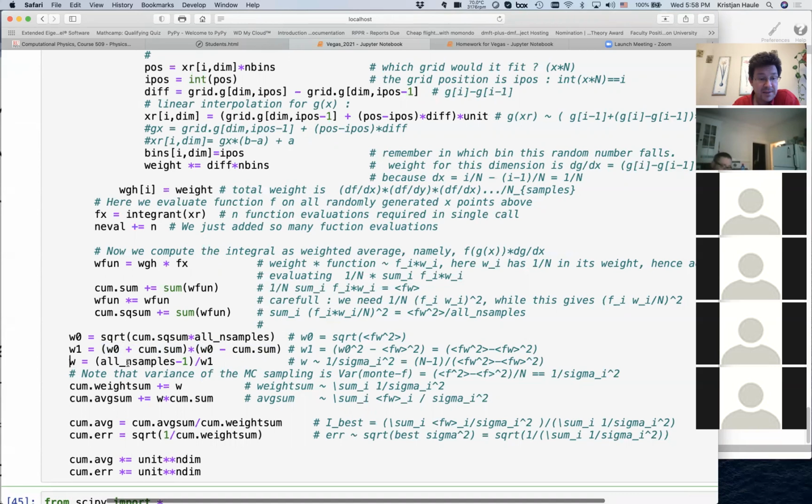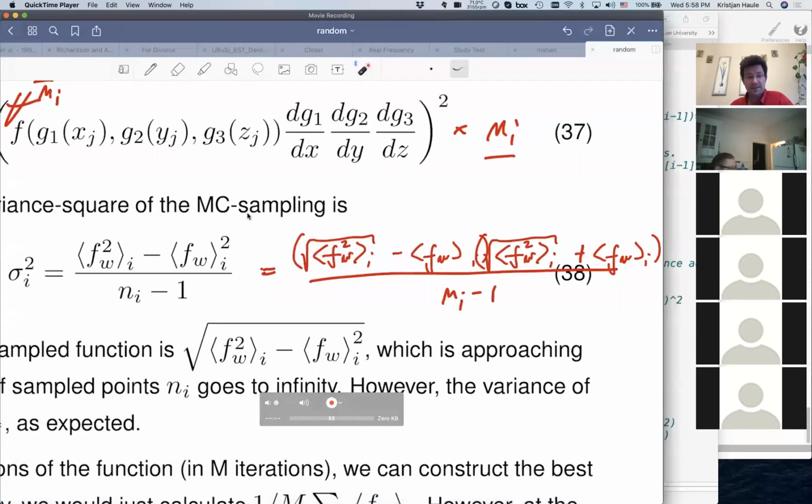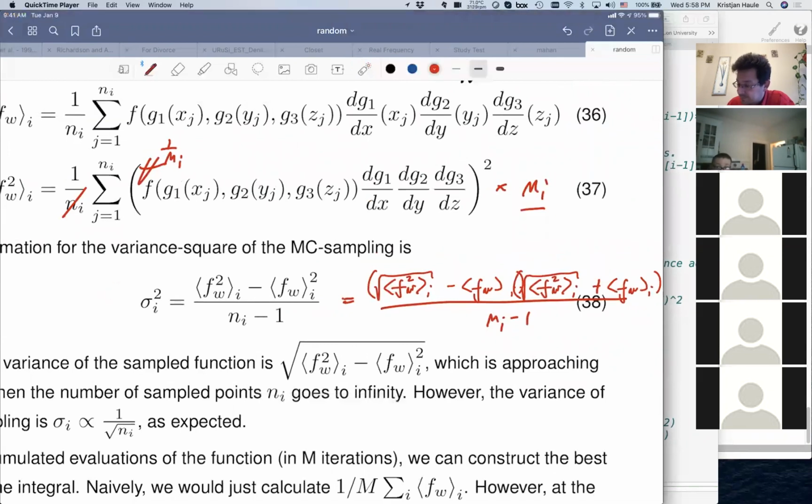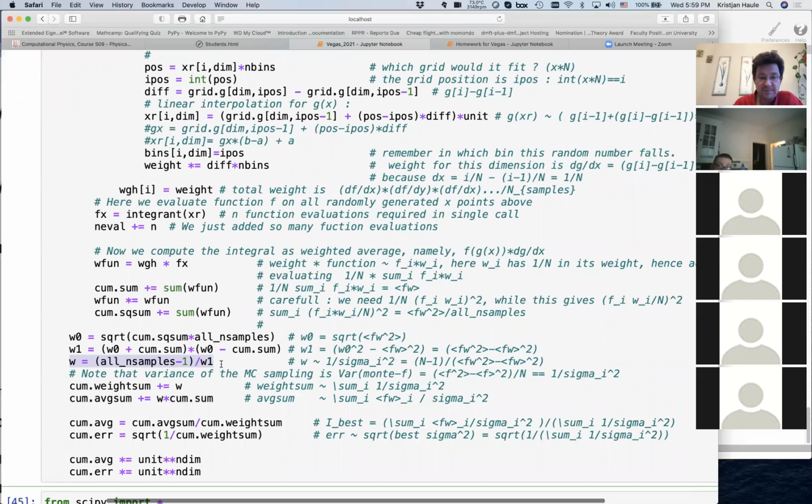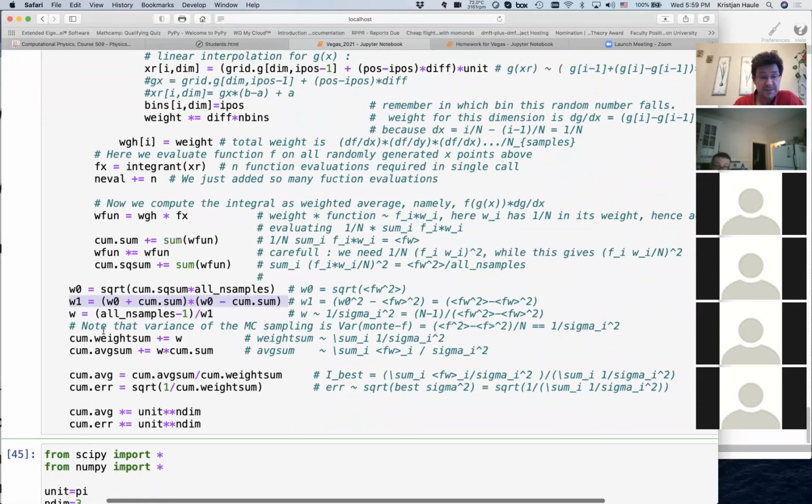Yeah, so now this quantity w is 1 over sigma square. Why? Because we take n minus 1 divided by the quantity that we just evaluated, v1. Okay, so you see that this is exactly 1 over sigma square. So in other words, w is n minus 1 divided by v1, which is this f square minus f average square. So now w is 1 over sigma_i square.